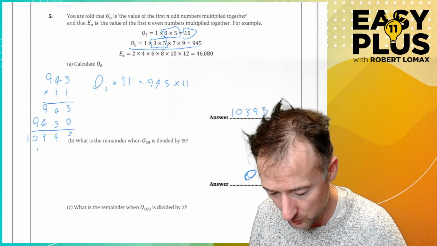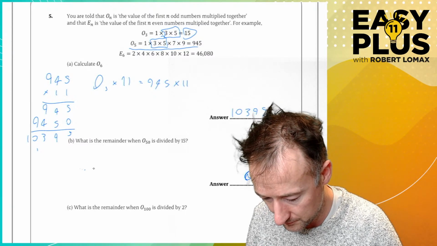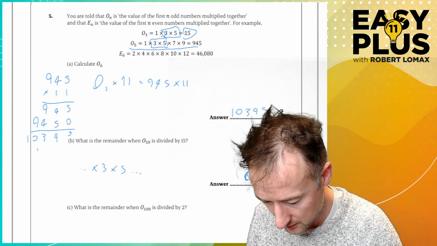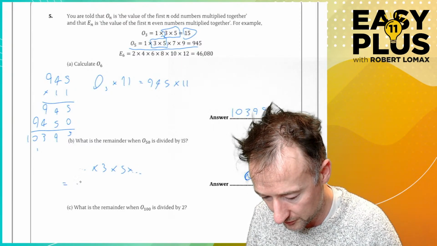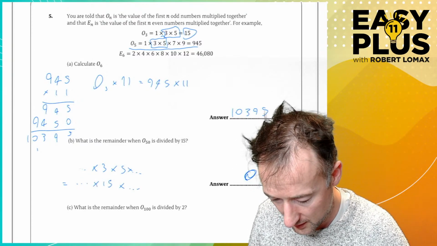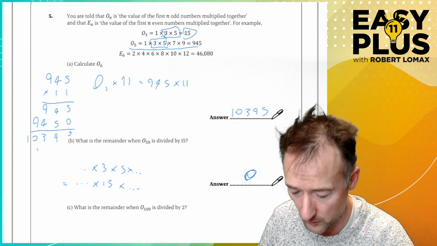If we wanted to show a bit of working, I suppose we could write something like this: times 3 times 5 equals times 15 times, so therefore there's no remainder. That's the kind of working you could show if you wanted to show working.